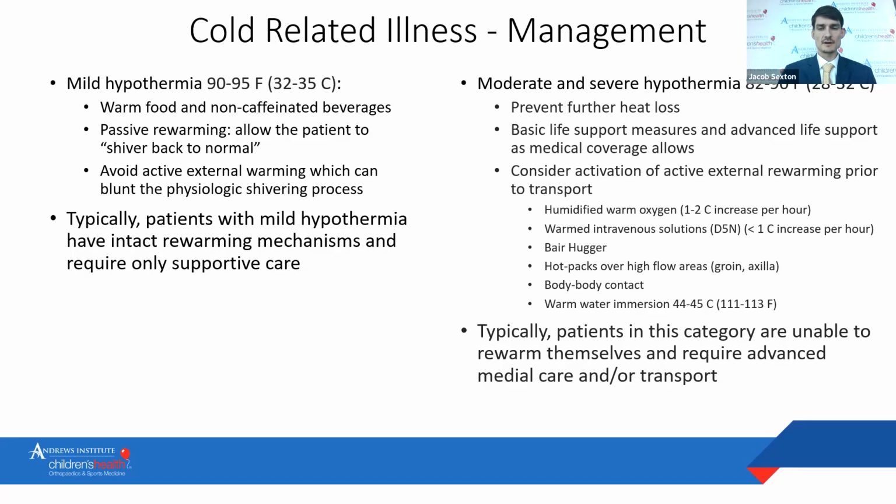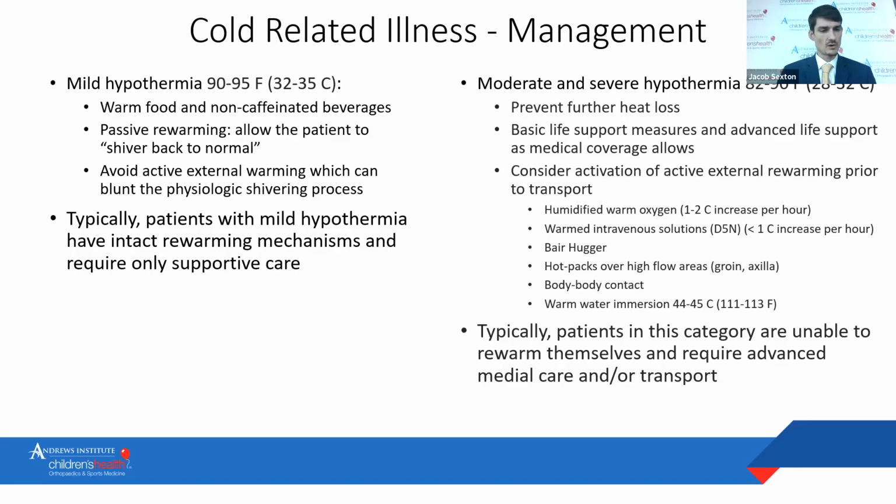Now, for your moderate and severe hypothermia, so this is between 82 and 90 degrees, or anything lower than 82 degrees, the goal is definitely to prevent further heat loss at that time. Basic life support measures, your emergency action plan, and all those other things should be activated at that point in time. At this point in time, you also want to consider active external rewarming prior to transport. So there are a few methods you can do with that. One is humidified warm oxygen. That'll increase their core body temperature by about 1 to 2 degrees Celsius per hour.